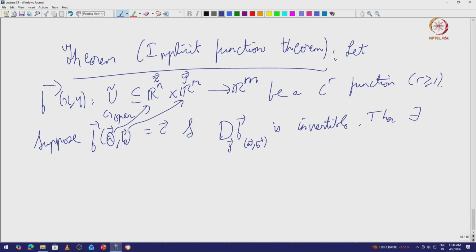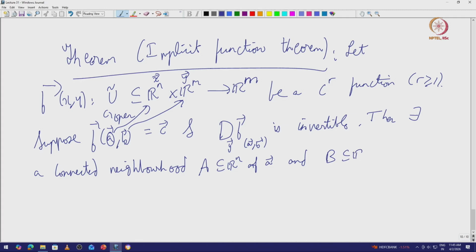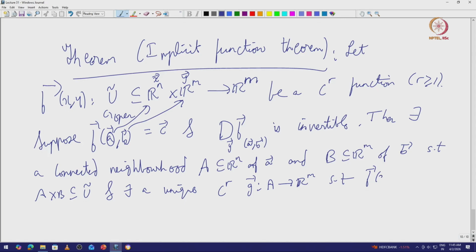then there exists a connected neighborhood A inside R^n of a and B inside R^m of b, such that A cross B is contained in the domain of f, and there exists a unique C^r function g from A to R^m such that f(x, y) equals c on A cross B if and only if y equals g(x).